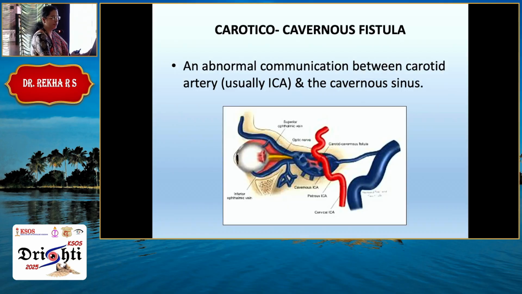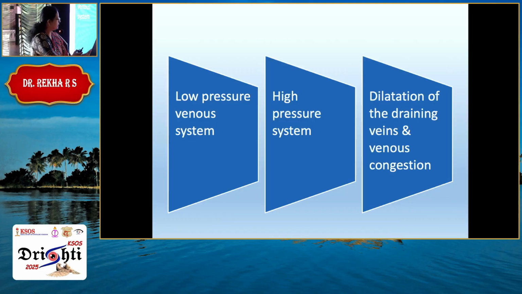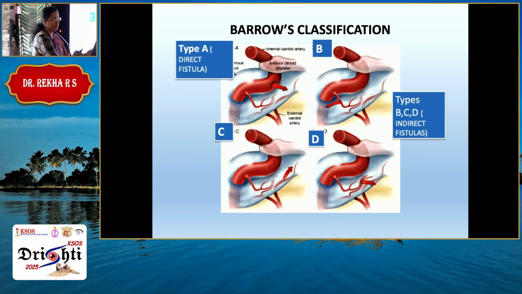So, what is a carotid-cavernous fistula? As you all know, it's an abnormal communication between the carotid artery, usually the internal carotid artery, and the cavernous sinus. Here you can see the intracavernous segment of the internal carotid artery in the cavernous sinus. You can also see the superior and inferior ophthalmic veins draining into the cavernous sinus. When there is a communication between an artery and a vein, the low pressure venous system becomes a high pressure system, so there is dilatation of the draining veins and venous congestion in the drainage areas.